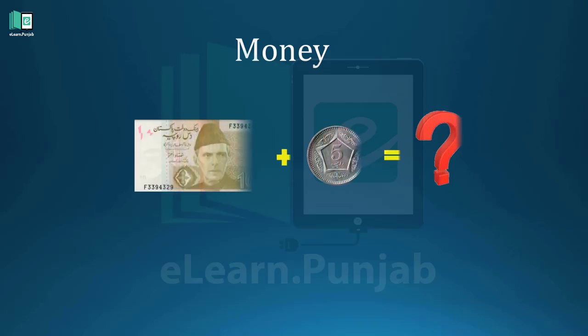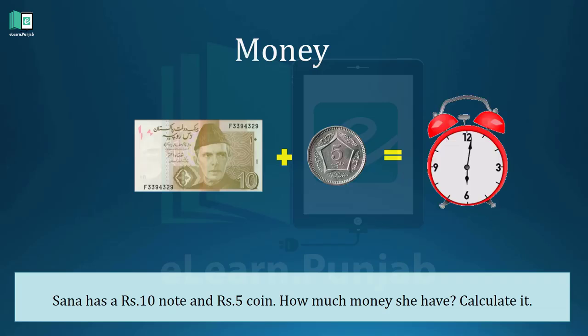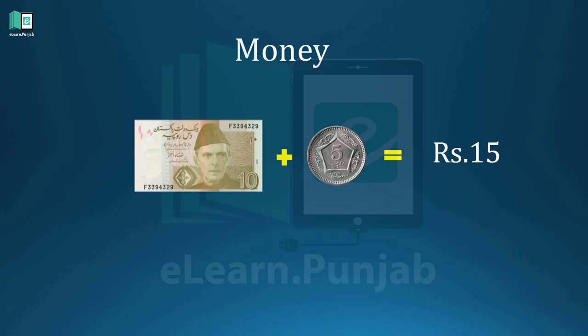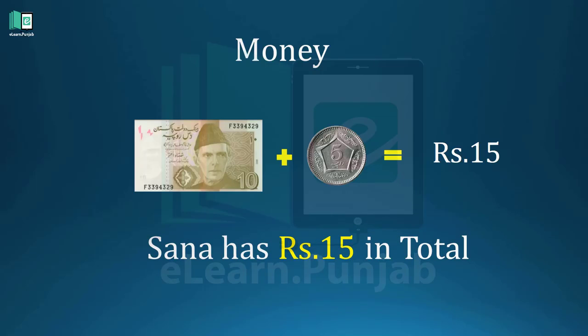Sana has a rupees 10 note and a rupees 5 coin. How much money does she have? Calculate it and write it down in your notebooks. Do you know 10 plus 5 is equal to how many rupees? After calculation, the answer is rupees 15. Sana has rupees 15 in total.